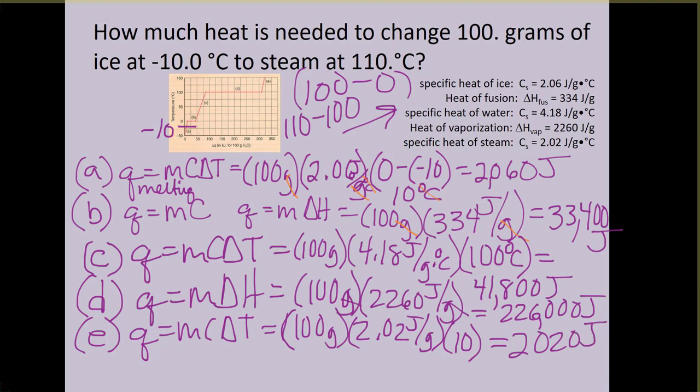So what is the amount of energy required to go from minus 10 all the way to 110? Well, you have to do all 5 steps because 5 different things are happening and they have different constants associated with each of them. And so you have to do each of the steps, and then at the end, you're going to add them up. So when I add them up, I get 305,000 joules, rounded to 3 sig figs. So a lot of energy to go from ice all the way to heating up steam.